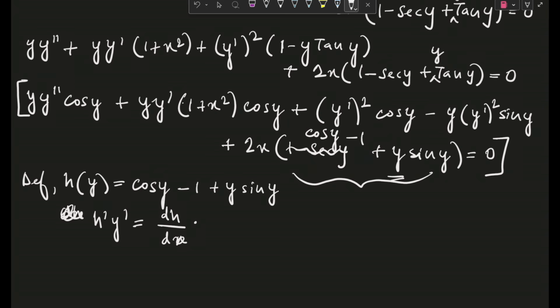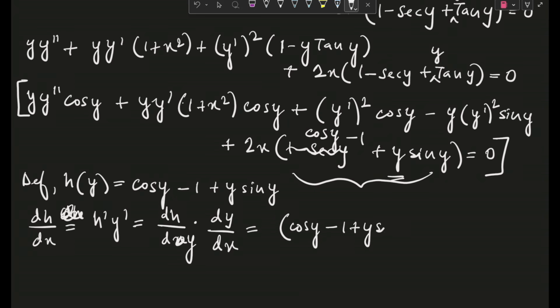Basically because h dash y dash is not dh by dx, it is dh by dy times dy by dx. So eventually you get dh by dx, right? So that's what we are actually going to do. So basically what you will get is cosine y minus 1 plus y sine y. You will differentiate this equation d dy, and here you will have a multiplied y dash.